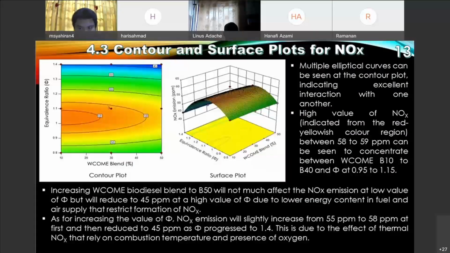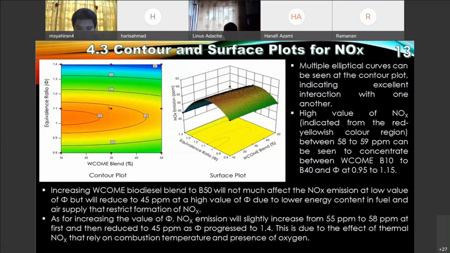Next is the contour and surface plot for NOx. Multiple elliptical curves can be seen in the contour plot, which indicates excellent interaction between C and WCOME blends. A high value of NOx between 58 to 59 ppm can be seen at WCOME blend B10, and for C at 0.9 to 1.15. This is indicated by the red yellowish color region.